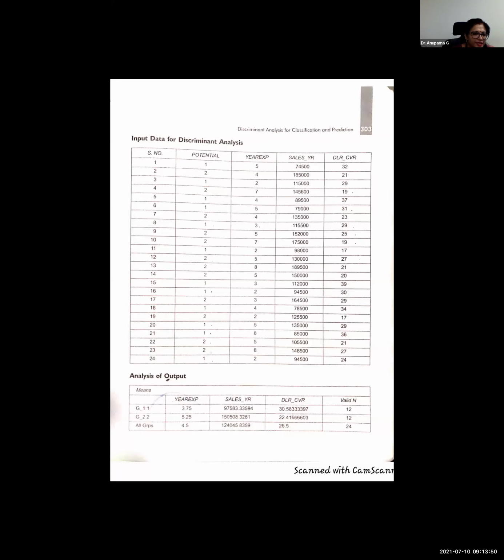And then there is sales underscore year, right? So what is sales underscore year? Can you tell me which are the variables? The variable details are given in the case study itself. And the last column is about dealer CVR, dealer coverage, right? So can you tell me what all are the data that are given? What is the first variable for the case study? What is the second variable? What is the third variable?